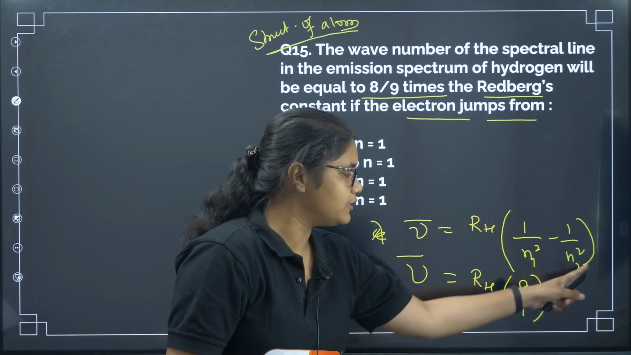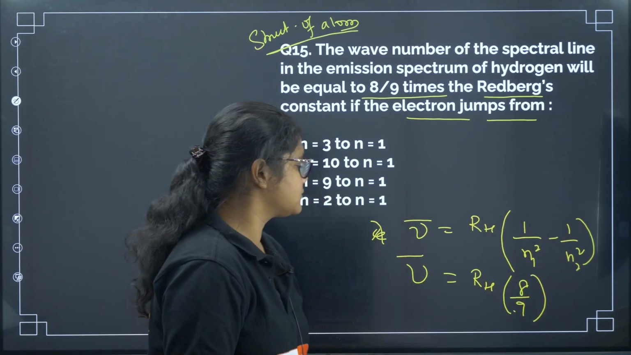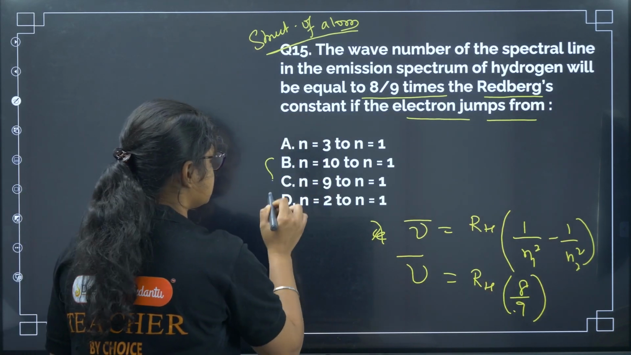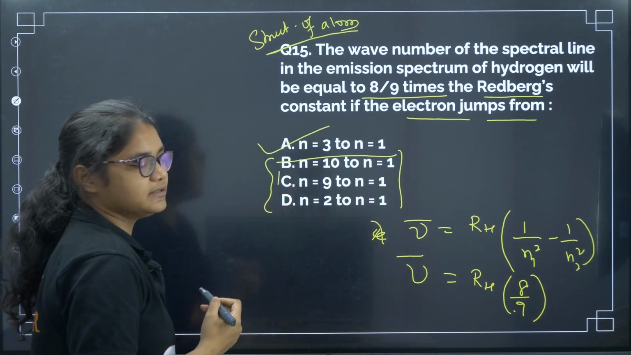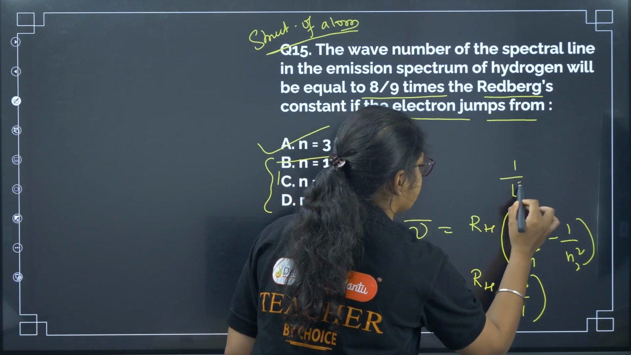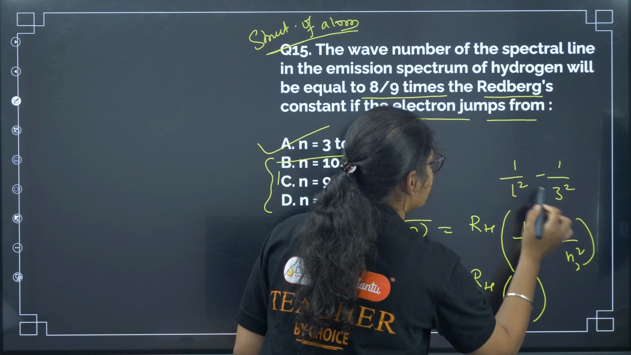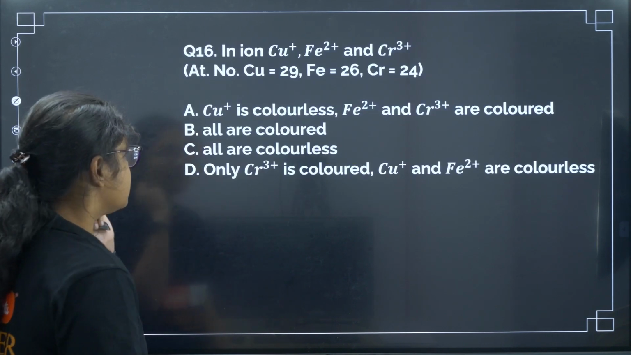So that means this value should come out to be 8/9. You see the denominator is 9, so a square has to be there, so 3 has to be there in any transition. These all will not have it because there is no 3. So the correct answer for this question will be option number A. So now if you substitute here 1/1² - 1/3², you will get 8/9, right? Okay, next question, easy one, this one.